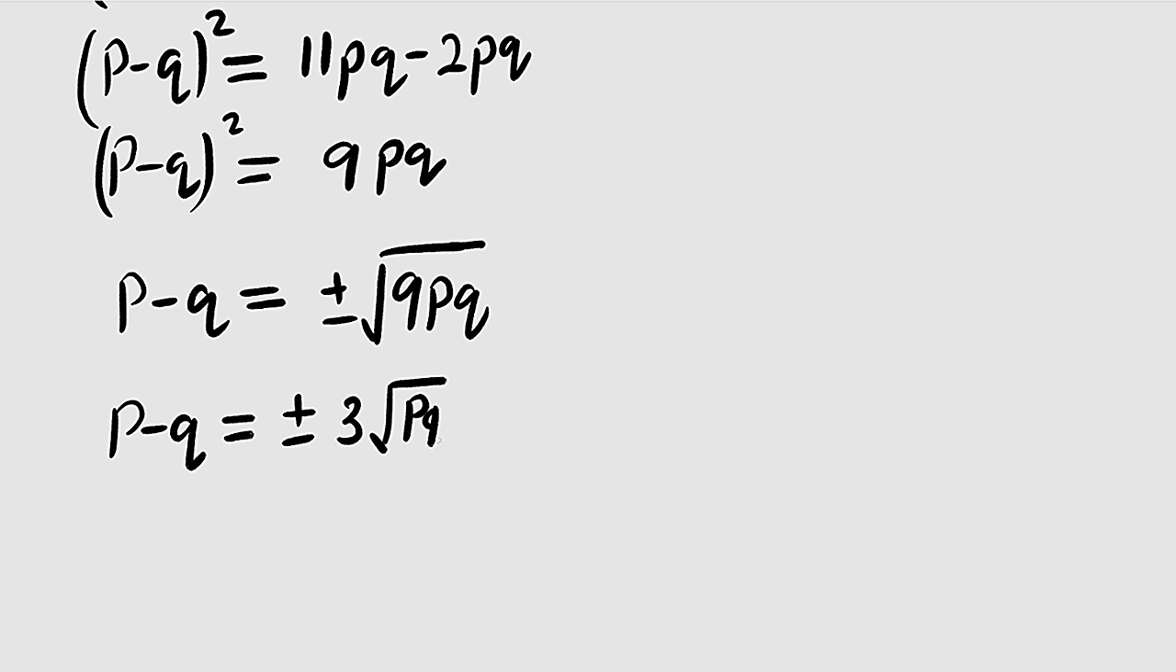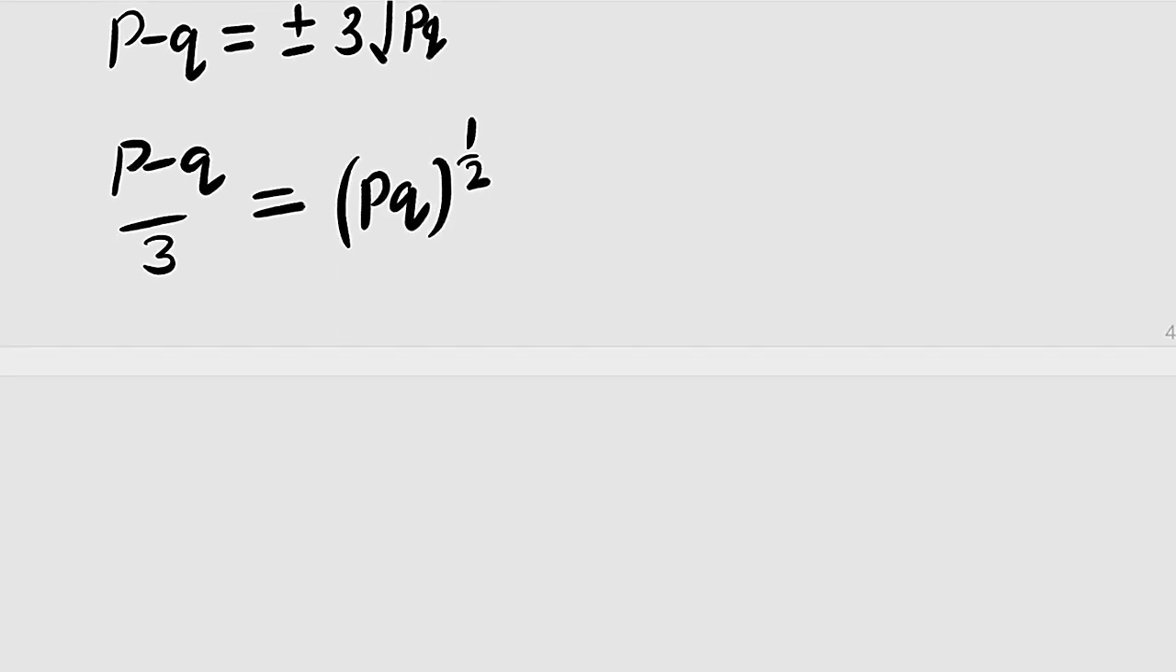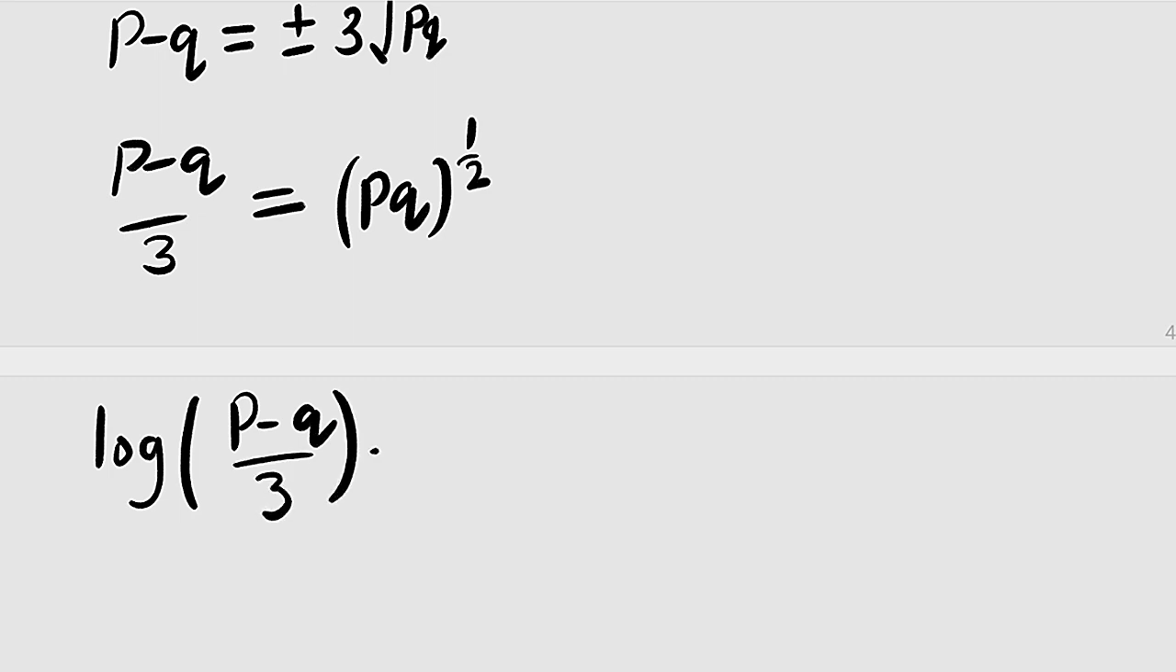I want to take log of both sides, so I want to get rid of the minus sign, because you know you cannot take log of a negative number. But first of all, let us divide both sides by 3. I have (p minus q) divided by 3 equal to the square root of pq, which is the same thing as pq to the power of 1 divided by 2. By taking log of both sides, I have log of the left hand side, which is (p minus q) divided by 3, and to the right hand side, I have log of pq to the power of 1 over 2.